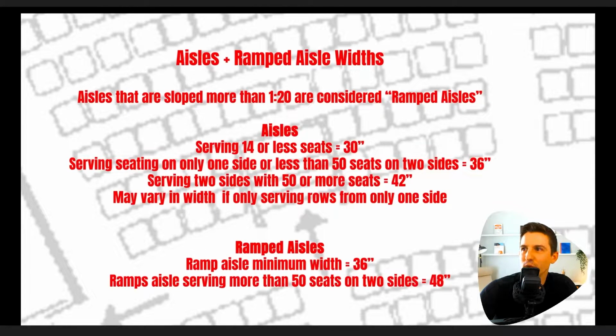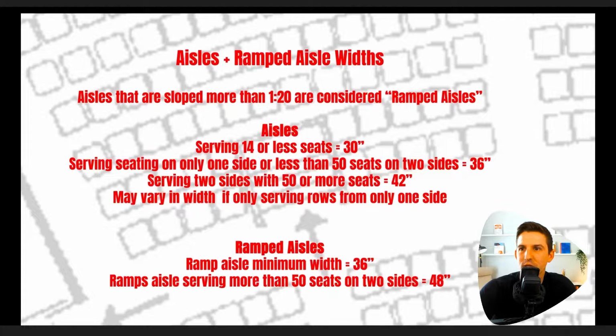Aisles that are sloped more than 1:12 are considered ramped aisles. You'll see below that ramped aisles have a minimum of 36 inches, no matter if they're served from 1 or 2 sides. And they also require a 48-inch width if they are served from 50 seats or more on 2 sides. Aisles themselves, serving 14 or less, have a 30-inch minimum width, so a little bit less than ramped aisles.